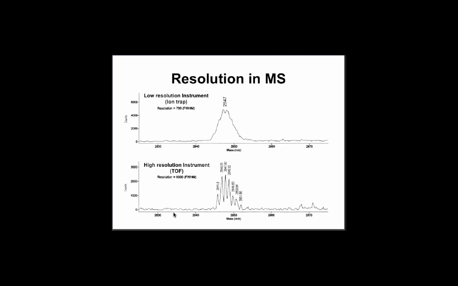So here's an example of two different resolution instruments. So the top one is a low resolution ion trap, or it could be maybe a single quad or triple quad mass spectrometer. And what you're seeing, same compound, but it looks like one giant mound. So this is a low resolution instrument. So the resolution in this case, full width, half max, and that's FWHM, is about 700. So if you go to a high resolution instrument, this is a TOF instrument, it has a resolution of 6,000, and in this case you can see a total of 7 clearly marked peaks.